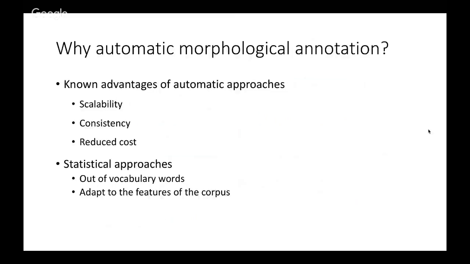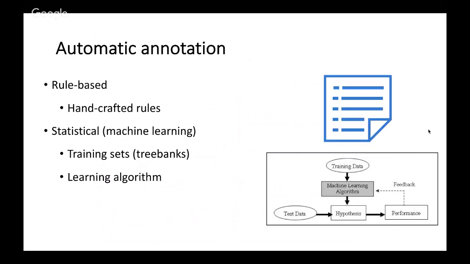So the two main ways of automatically annotating a corpus: one is a rule-based approach where humans handcraft some rules, usually a very long list of rules. And so they will say things like, well, if the form ends with a given ending, then it could be the accusative singular of a noun of the first declension class, or it could be a verbal form, first person singular, and so on. So we will need to account for the exceptions and for the regularities in the language.